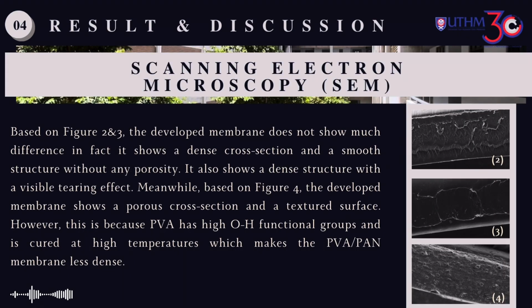Next, based on figures 2 and 3, the developed membrane does not show much difference. In fact, it shows a dense cross-section and a smooth structure without any porosity. It also shows a dense structure with a visible tearing effect. Meanwhile, based on figure 4, the developed membrane shows a porous cross-section and a textured surface. However, this is because PVA has a high OH functional group and it's cured at high temperature, which makes the PVA-PAN membrane less dense.